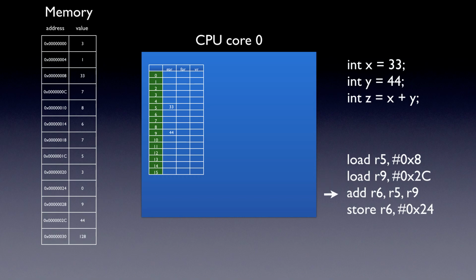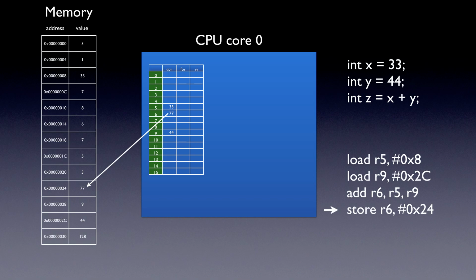So add those together and get what I hope is 77, but it may not be because I kind of suck at arithmetic. And then we're going to take the value we just wrote into register R6, and we're going to store it back out to memory in address 24, which is where I guess Z might be located in this fake example. Okay, there you go.